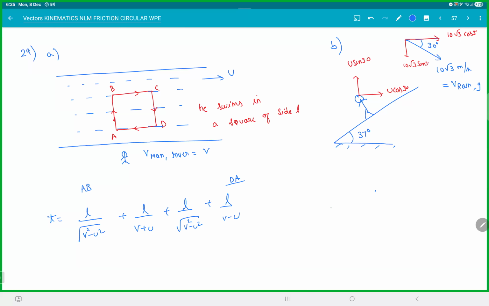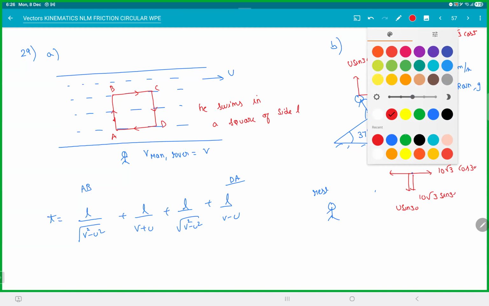If you stop the man, he will think, okay, I came to rest. And he will start thinking the rain, this is 10 root 3 cos 30. The horizontal will be u cos 30. When you stop them, you take these velocities and add them in the reverse direction. Ten root 3 sine 30 and u sine 30.